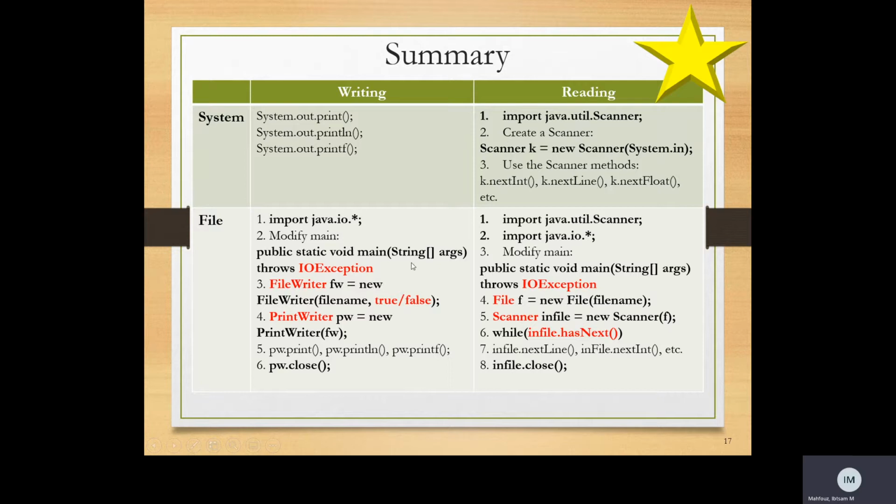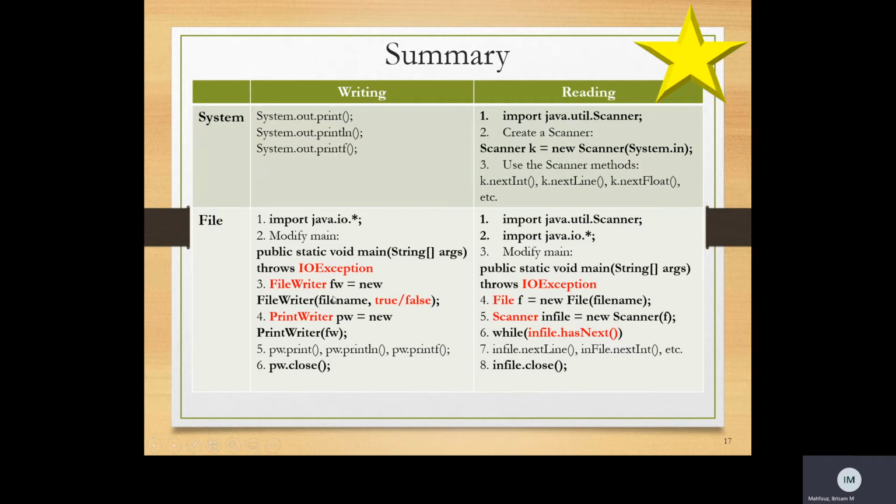Now in this chapter, we learned to use files. So if I wanted to write, all I had to do was import java.io. If I wanted to read, I still needed the Scanner in addition to java.io. So Scanner is always used for reading. And then I had to modify my main to throw IOException, throws IOException, that's in reading and writing.